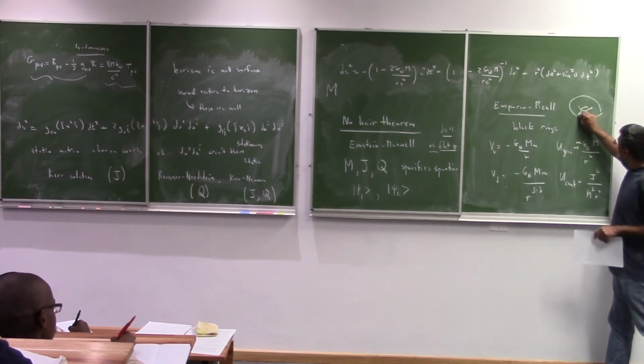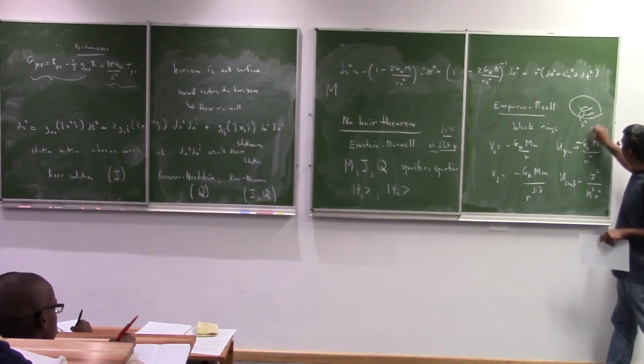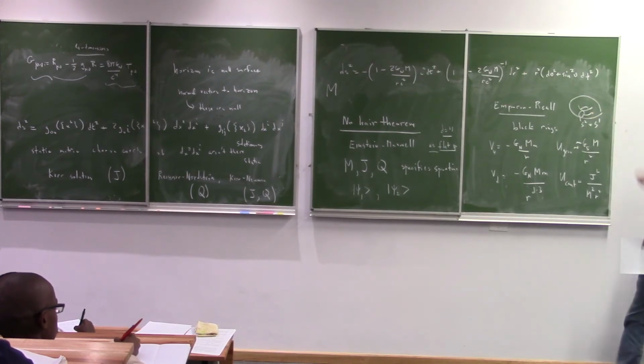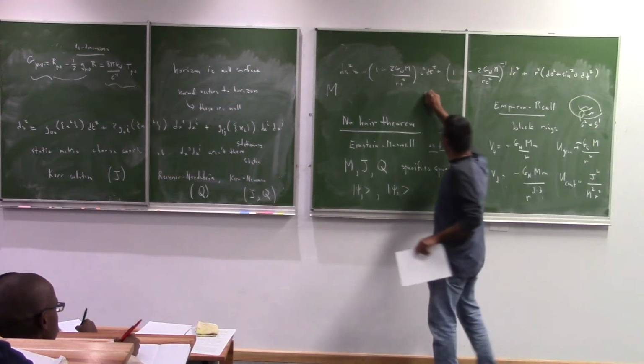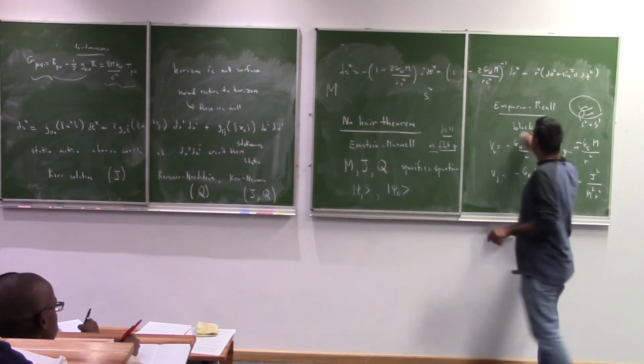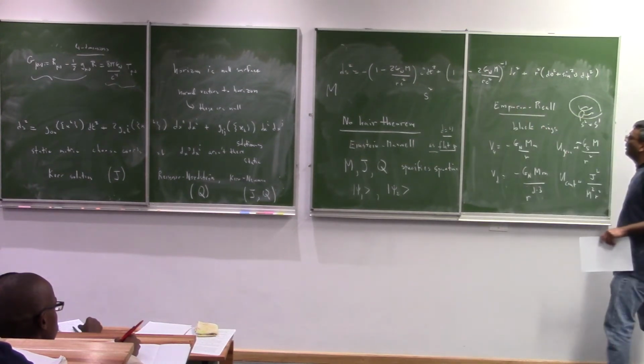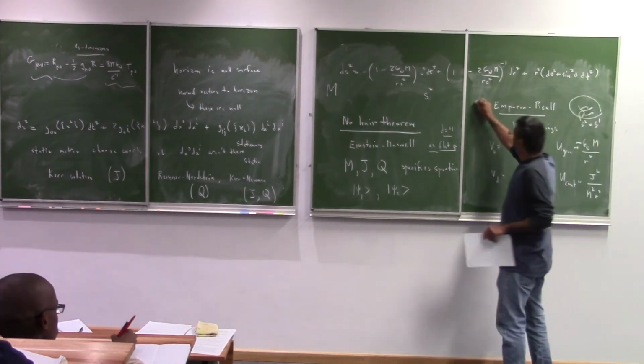Each of these slices of the donut is an S2, and there's a circle direction. So the horizon topology, which is what I've drawn here, is S2 cross S1. Whereas the black hole's horizon topology here was S2, and the equivalent to this black hole in 5 dimensions has an S3 topology.